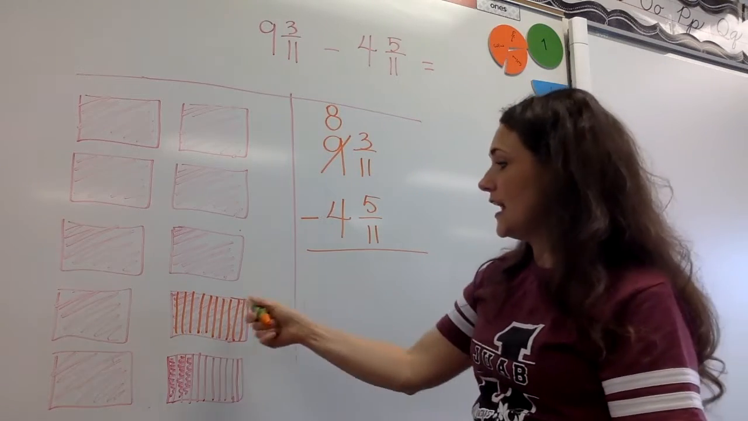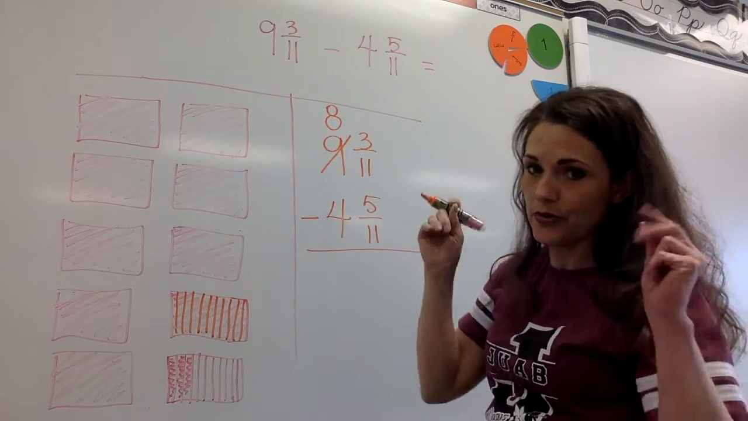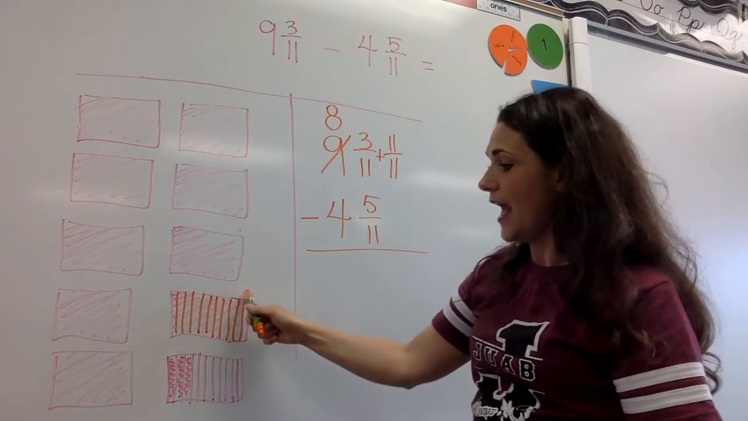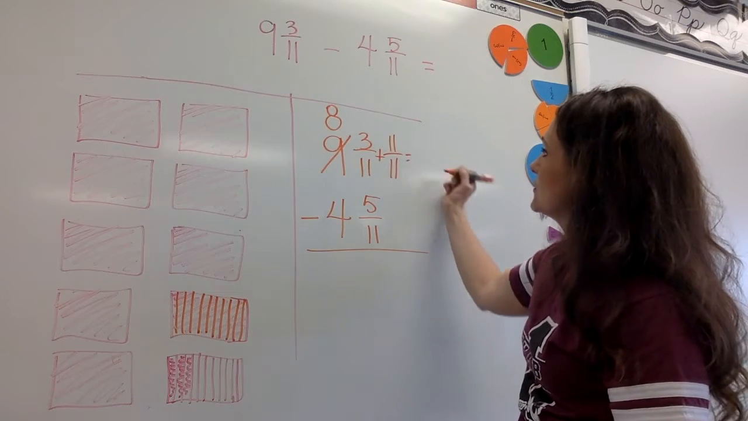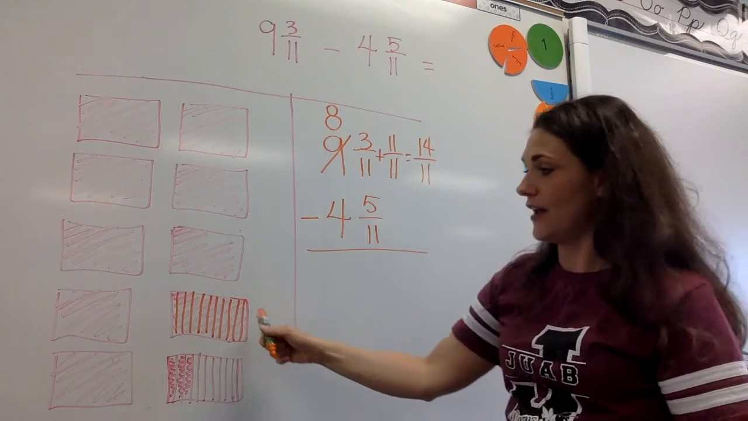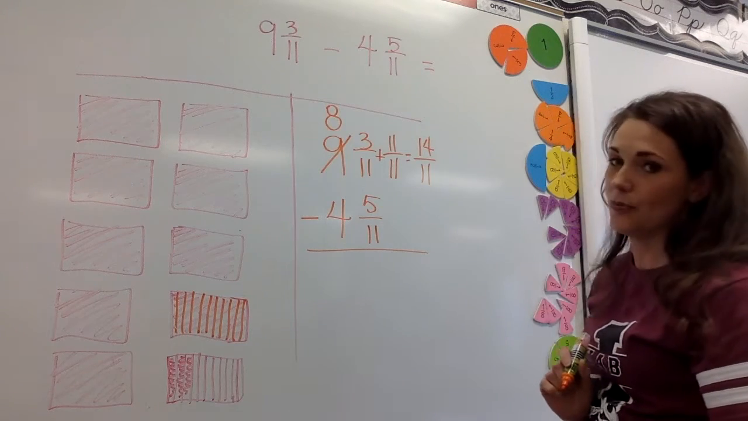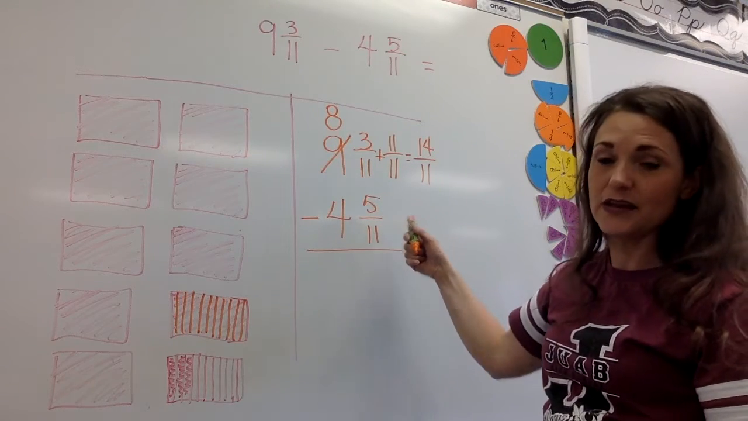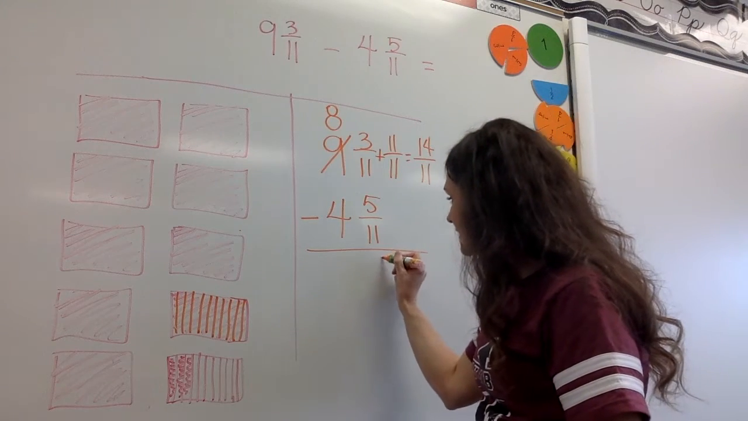because our denominator is 11. So now I have just borrowed that 1 whole and chopped it up into 11 little pieces. So now I have 11 11ths and I'm going to add that with the 3 little 11th pieces that I had before. So 11, 12, 13, 14 11ths is what I now have. And now I can subtract. I can take 14 and subtract 5 from it. 5, 6, 7, 8, 9, 10, 11, 12, 13, 14. I have 9 11ths now.